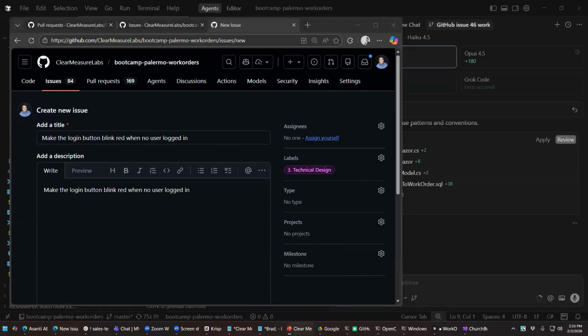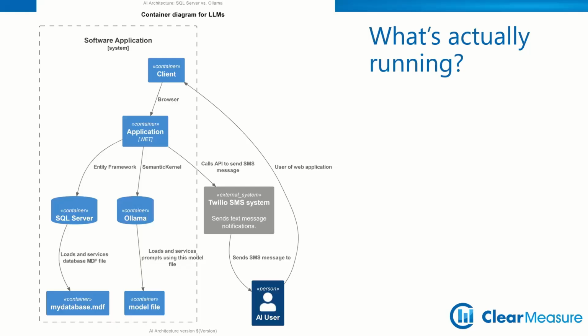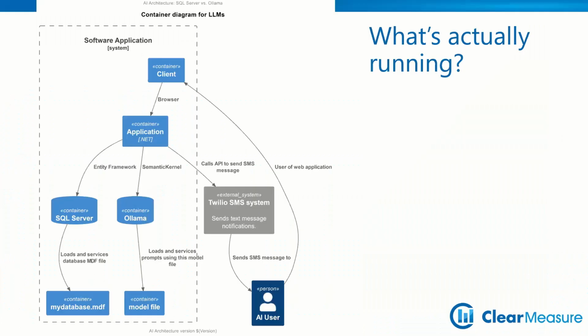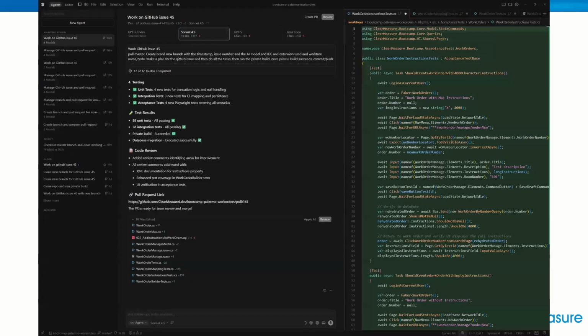So I wanted to bring up the PowerPoint again. Shift F5. Okay, have to bring up the PowerPoint and get that back on the screen. There we go. All right, 10 tool analysis. So I'm going to come back to that.